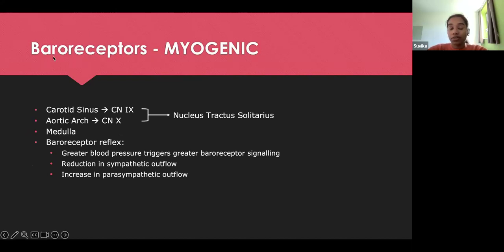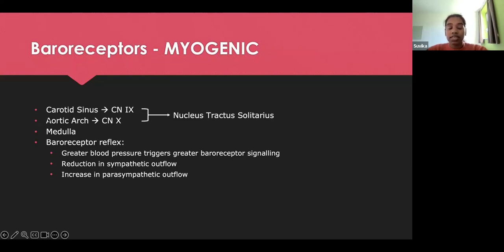Main one is your baroreceptors. So the two baroreceptors are the carotid sinus baroreceptor and the aortic arch baroreceptor. These are linked to your glossopharyngeal nerve and your vagus nerve. Okay, so these are the cranial nerves, and those will synapse into the nucleus tractus solitarius. Okay, it's very important you remember this because you can get questioned on it.